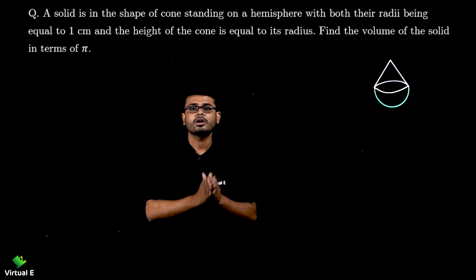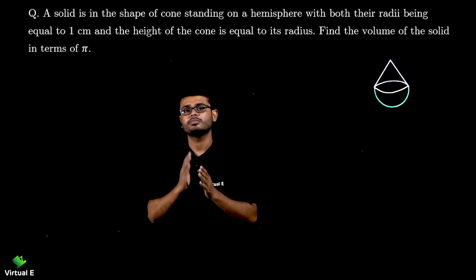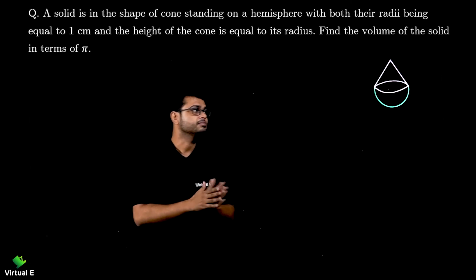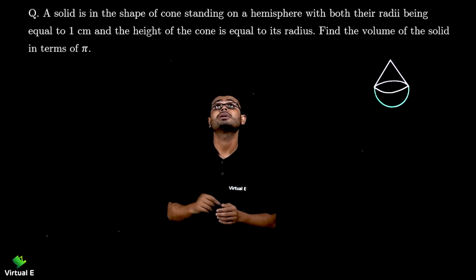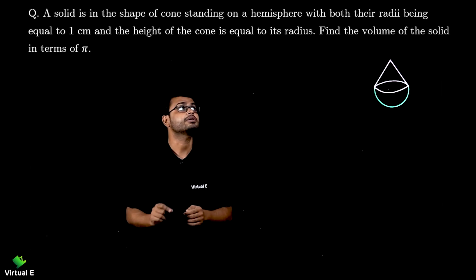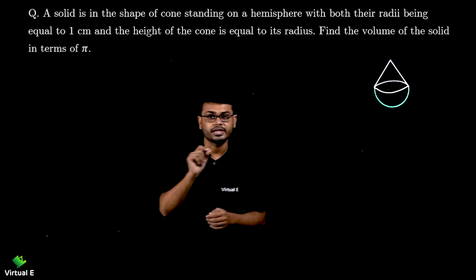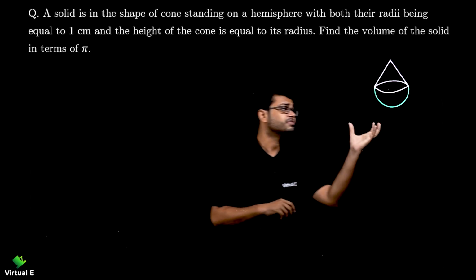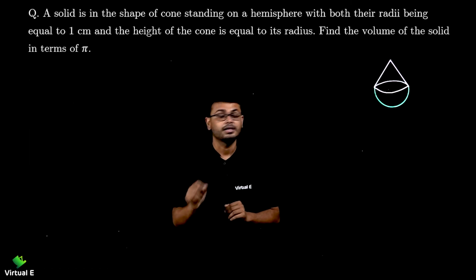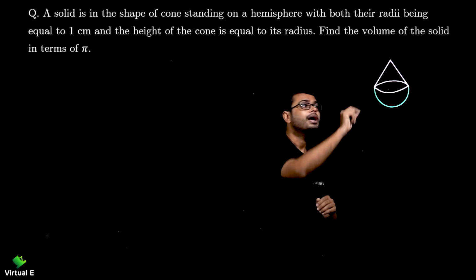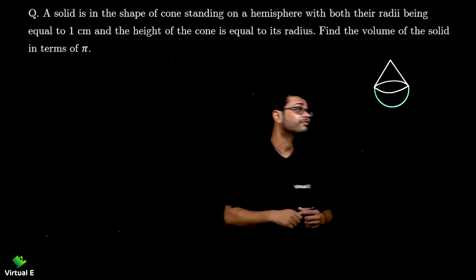Then we are going to move to conversion. If we are converting one solid to another one, how is volume related? So let's start with this question. A solid is in the shape of a cone standing on a hemisphere with both their radii being equal to 1 centimeter. So on the hemisphere there is a cone which is standing. That's what is given over here. And the radii, which is the radius of the hemisphere and the radius of the cone, is 1 centimeter. Good. So let's label that information.